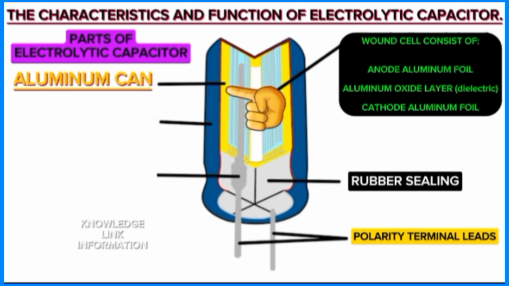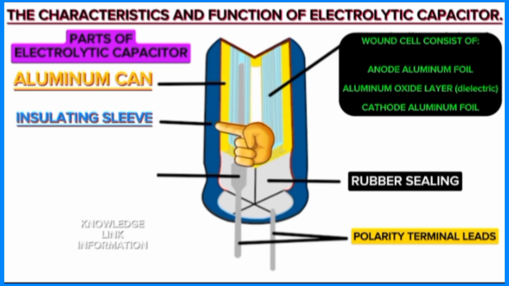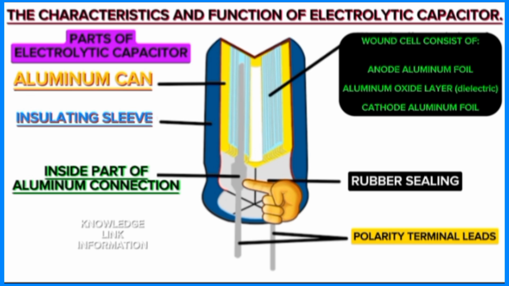It has an aluminum can, an insulating sleeve around the aluminum can, and inside, an aluminum connection or paddle tab. The wound cell consists of anode aluminum foil, an aluminum insulating oxide layer or dielectric, and cathode aluminum foil. The lowest part has the rubber sealing and the polarity terminal leads.